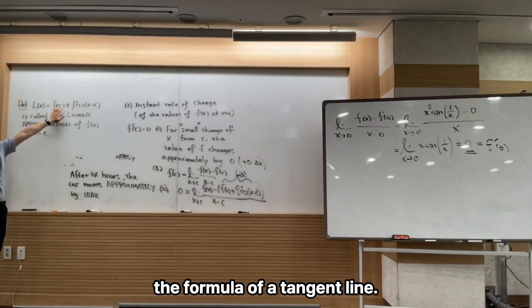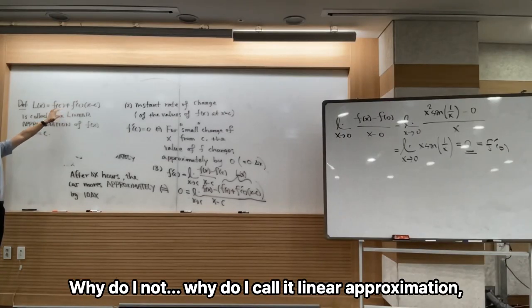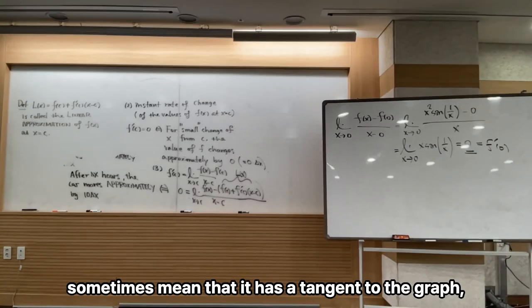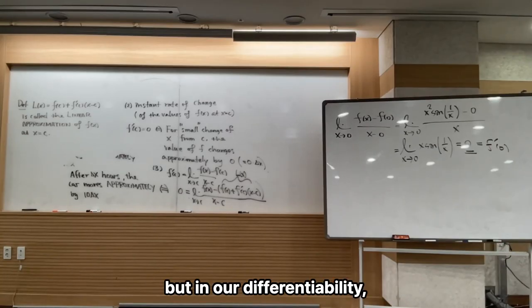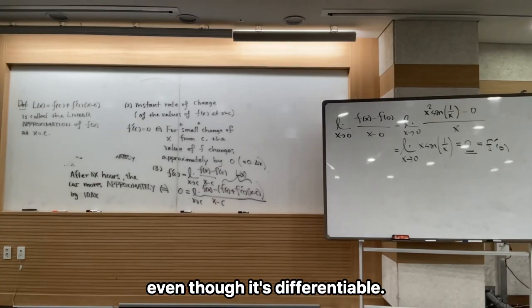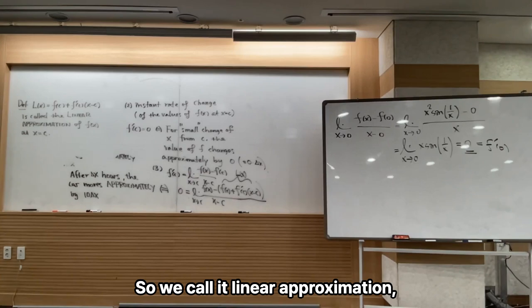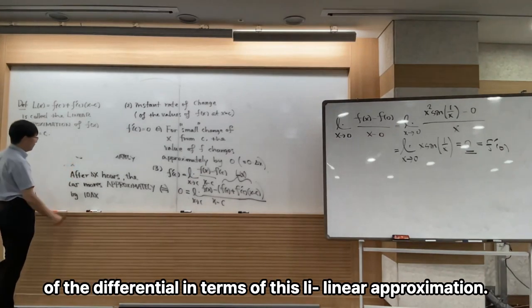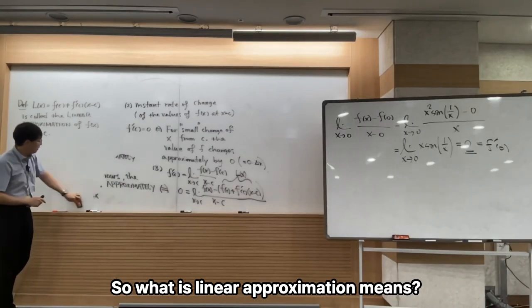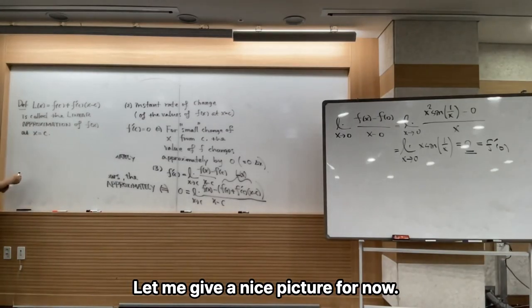Yes, it's the formula of a tangent line. Why do I call it linear approximation, not the tangent line? Because a tangent line sometimes means a line tangent to the graph, but in our differentiability, some functions don't have a tangent line even though they are differentiable. So we call it linear approximation. I also want to emphasize the meaning of the differential in terms of this linear approximation. So what does linear approximation mean? Let me give a nice picture.